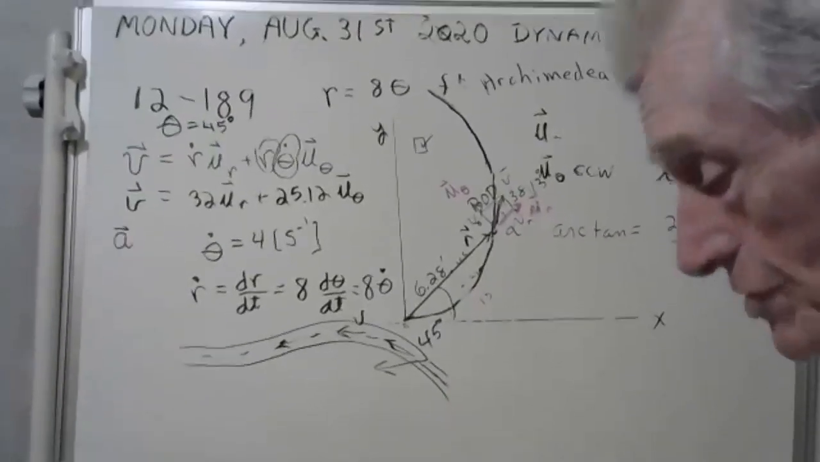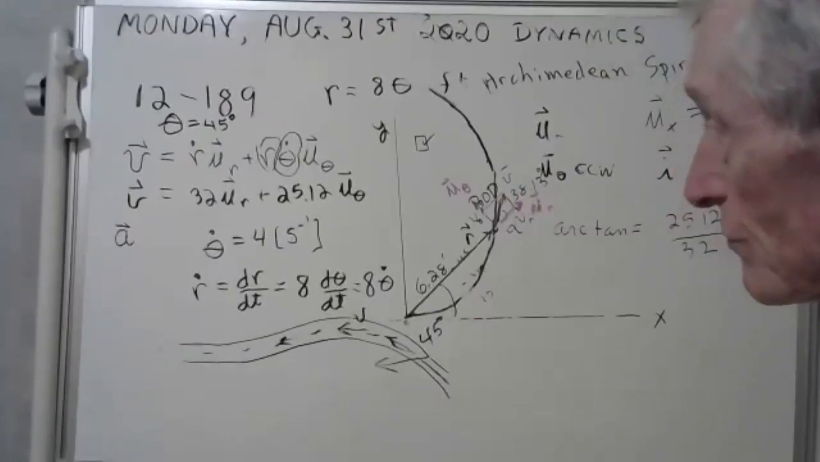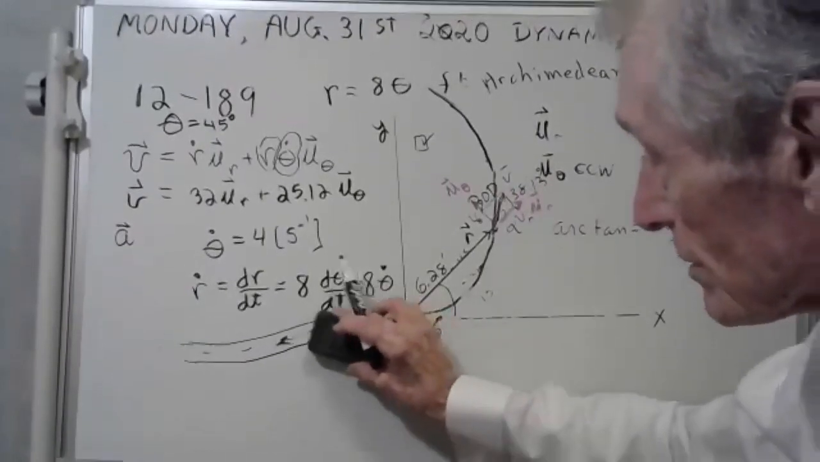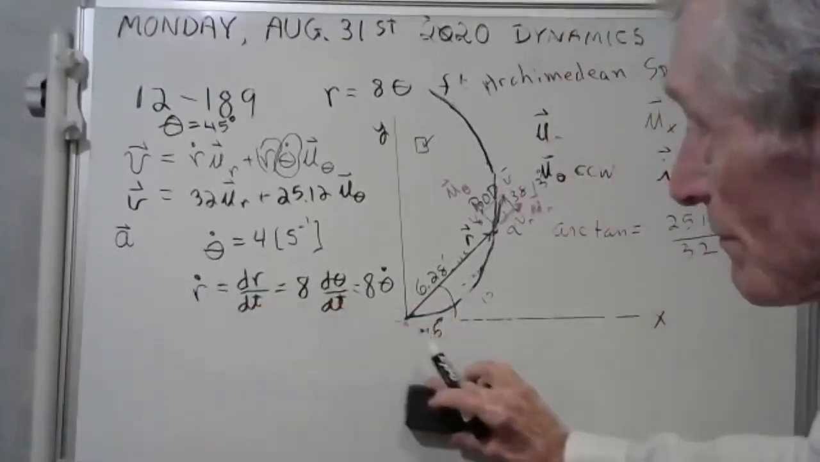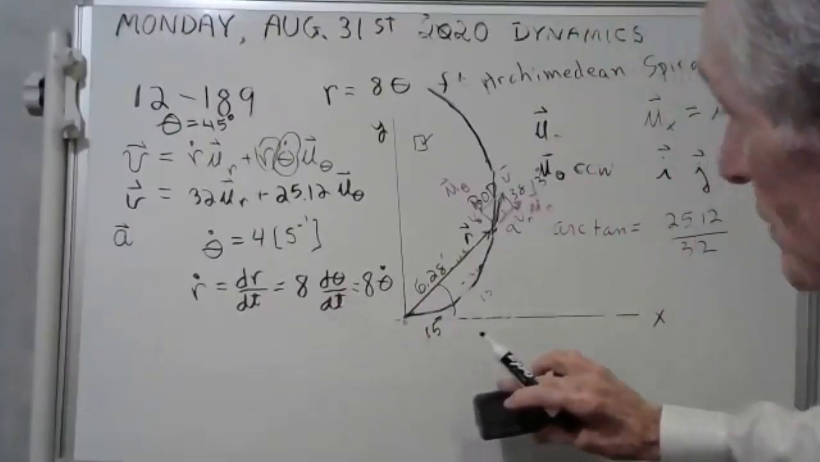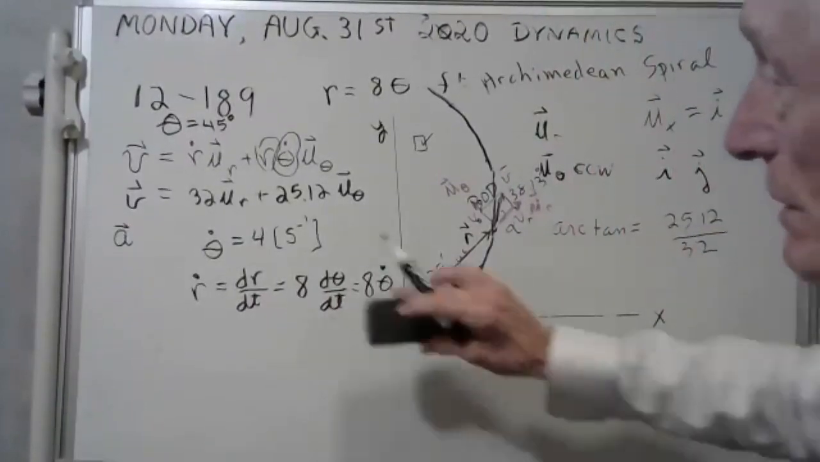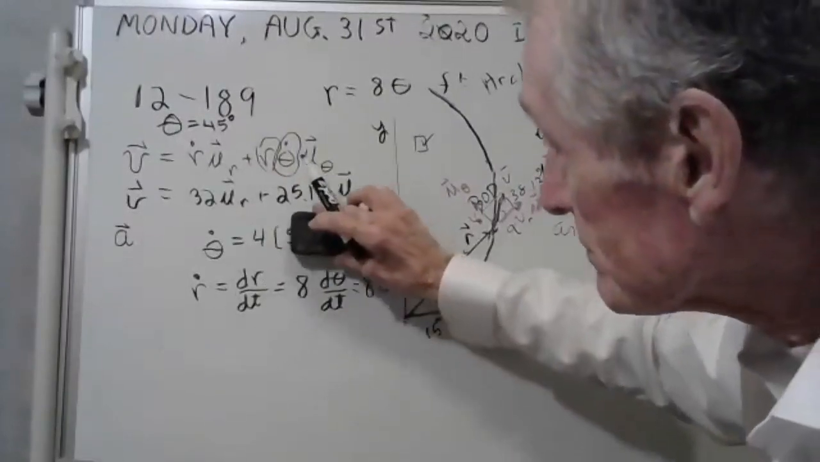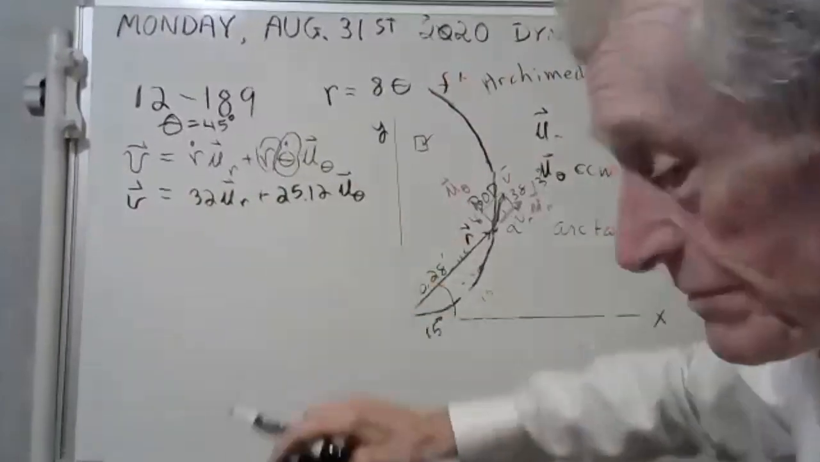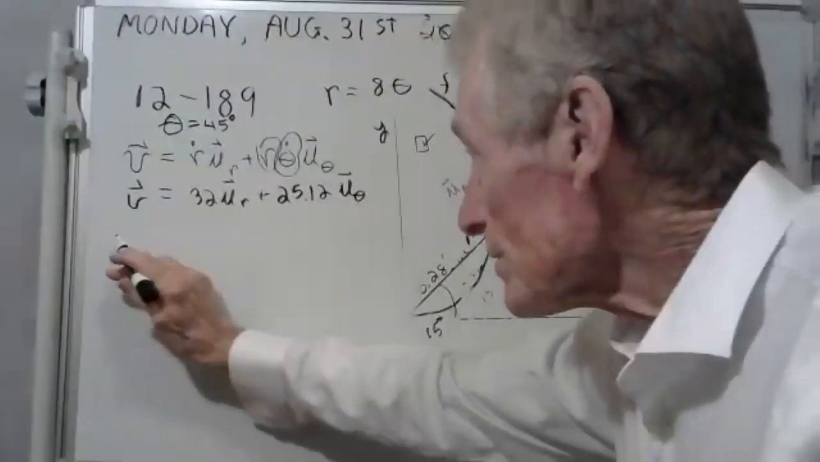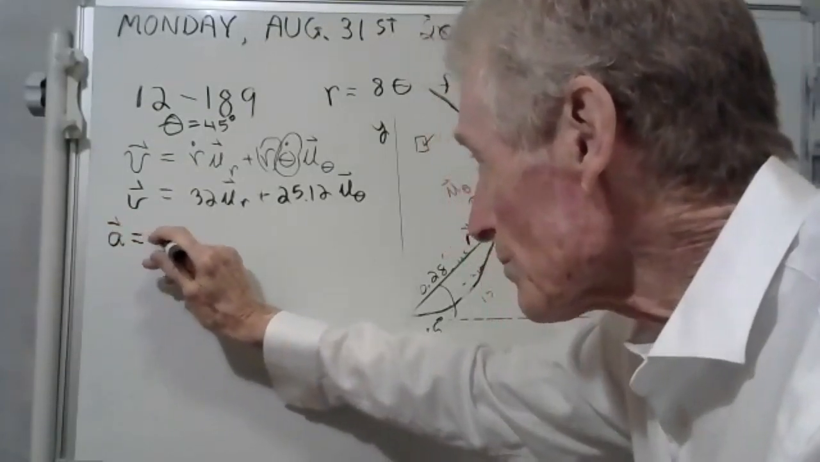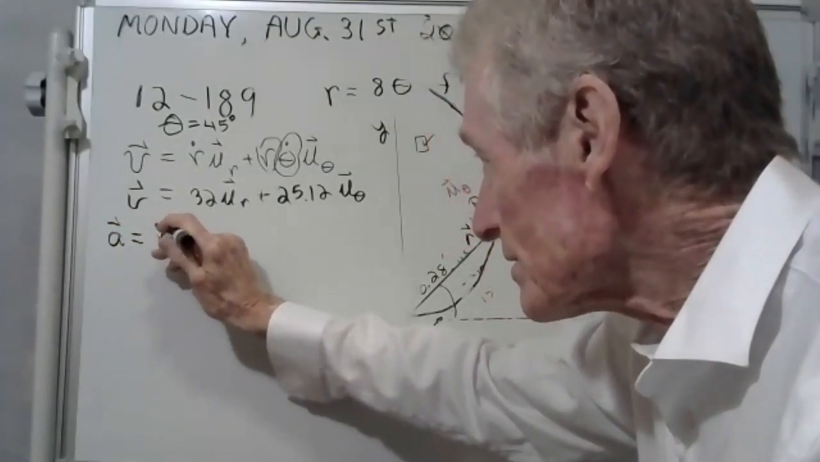Interesting. Okay, let's do the acceleration. Here we go. Now, let's erase this Broken Arrow Expressway here. And we're going to do the acceleration, but I need some room. Yeah, there's some room in here. Here we go. We're going to do the acceleration now. Now it's a little more complicated. It goes like this.